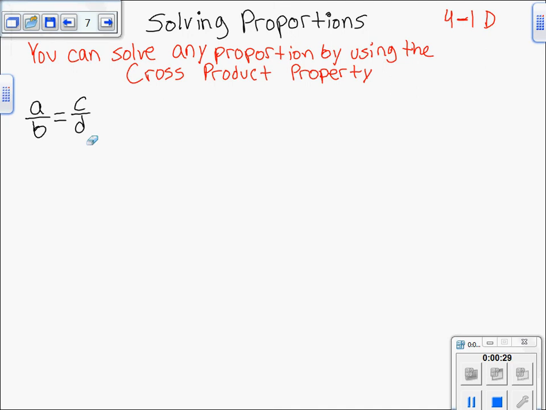So this is the method you'll use for solving any proportions. It's not necessarily the fastest one to always be used, but it's one that always works. And so remember, I want you to learn the steps of how to do it because you're going to need it when proportions get harder.